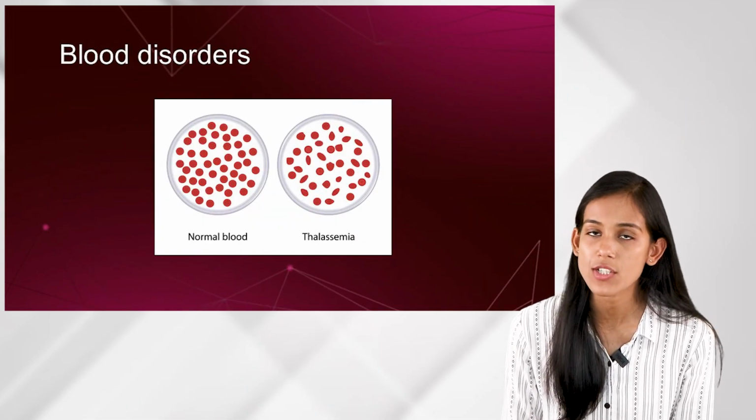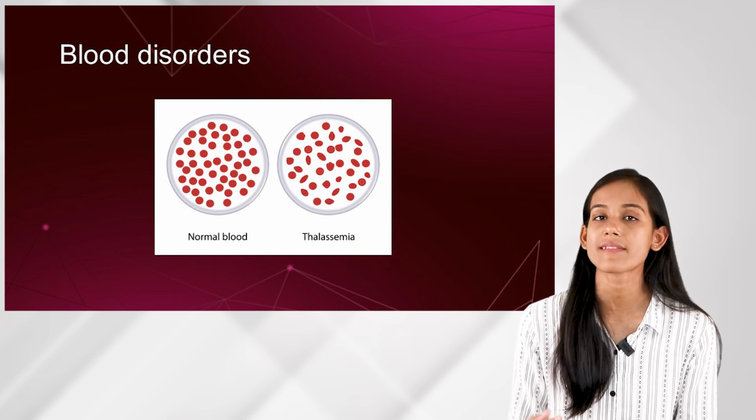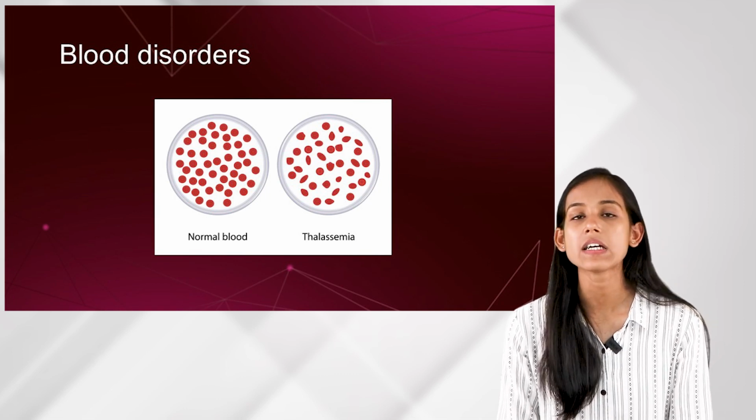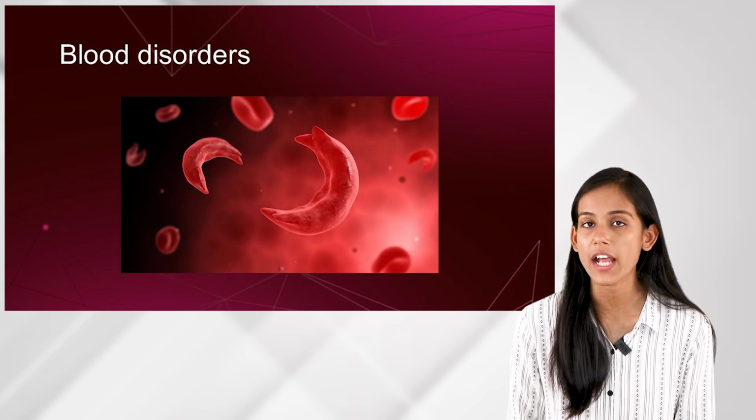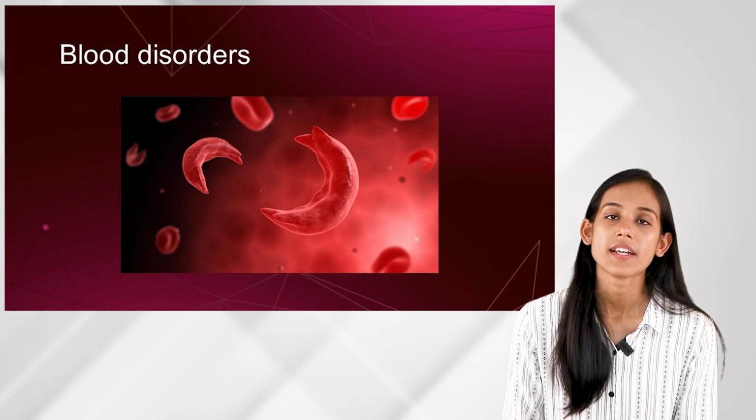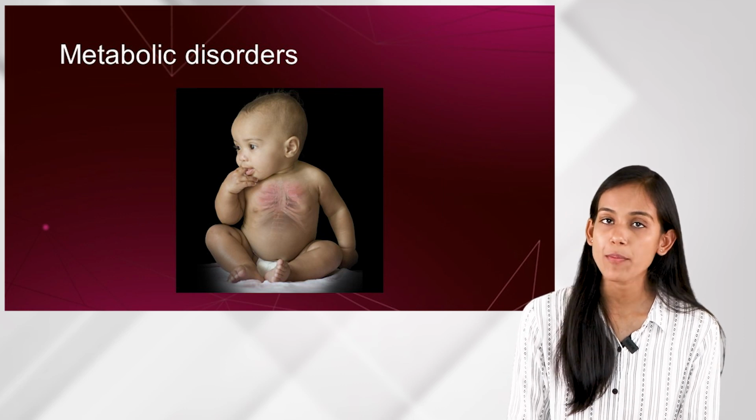Now moving to blood disorders. In blood disorders, we have thalassemia, then hemophilia, then there can be sickle cell anemia, then congenital spherocytosis and G6PD deficiency.